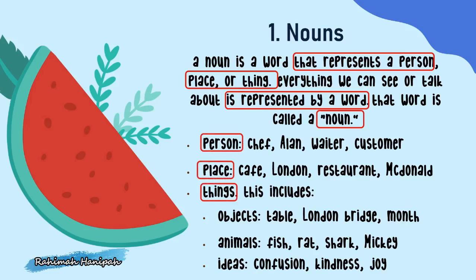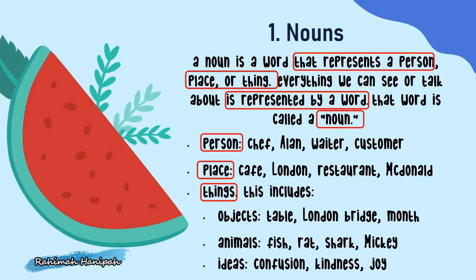Place, the name of the place itself such as cafe, restaurant, house, or names such as London, McDonald, Australia. Things include objects, animals, as well as ideas. Objects such as table, London Bridge, month, the bed. As for animals, we have fish, rat, shark, crocodile, and Mickey. Ideas such as confusion, kindness, joy.